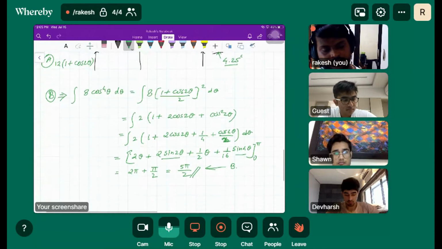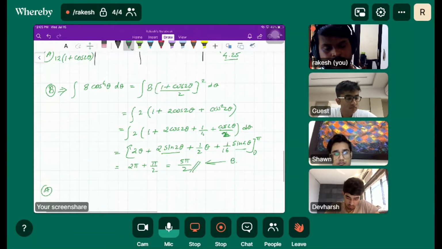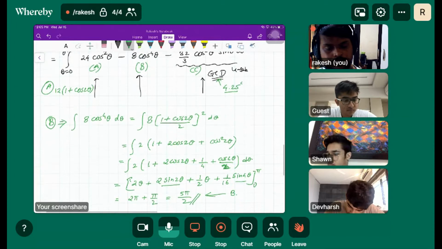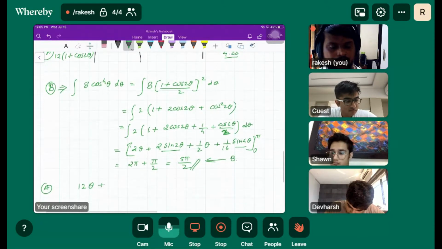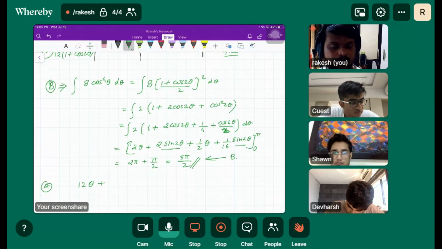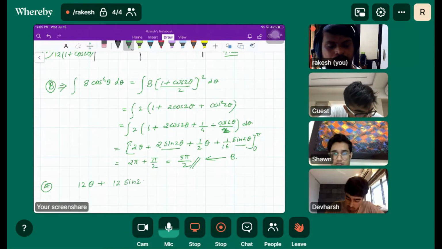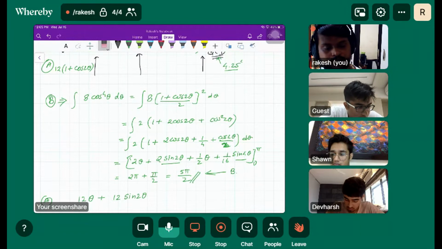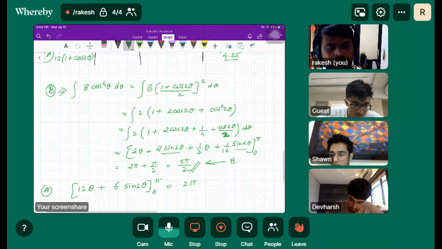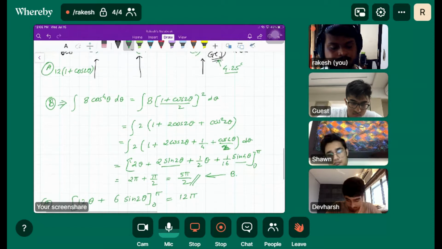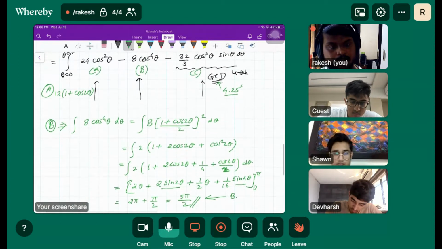Now for A, we have 12 times 1 plus cos 2 theta, which is 12 theta plus 12 cos 2 theta. So 12 sine 2 theta upon 2, which will give you 6 here, from 0 to pi. So 12 pi minus 0, 12 pi. Okay, now what about the C part of this?